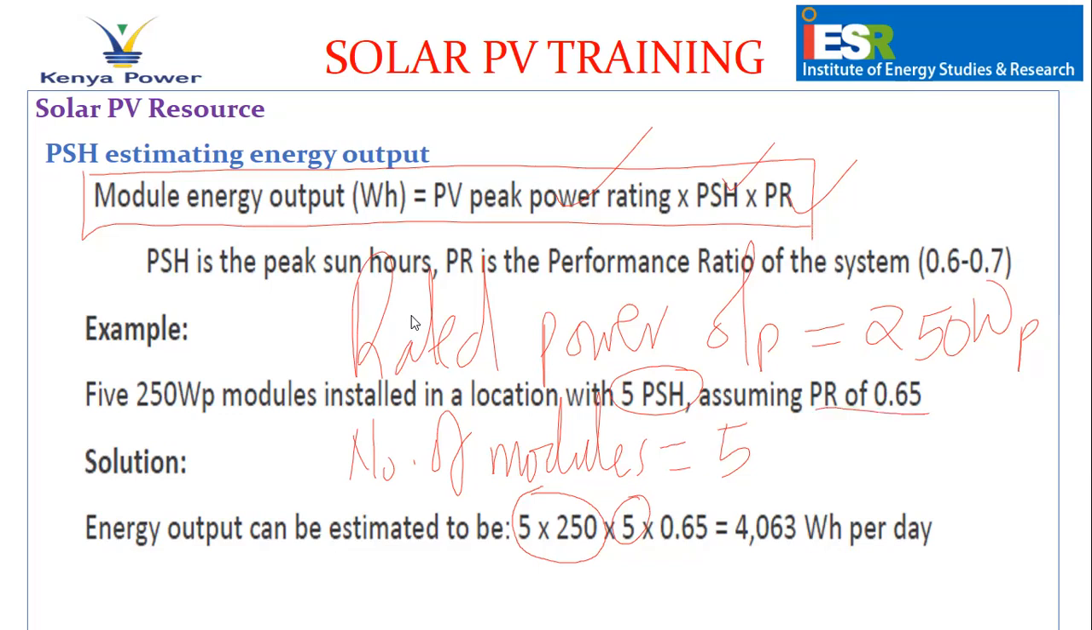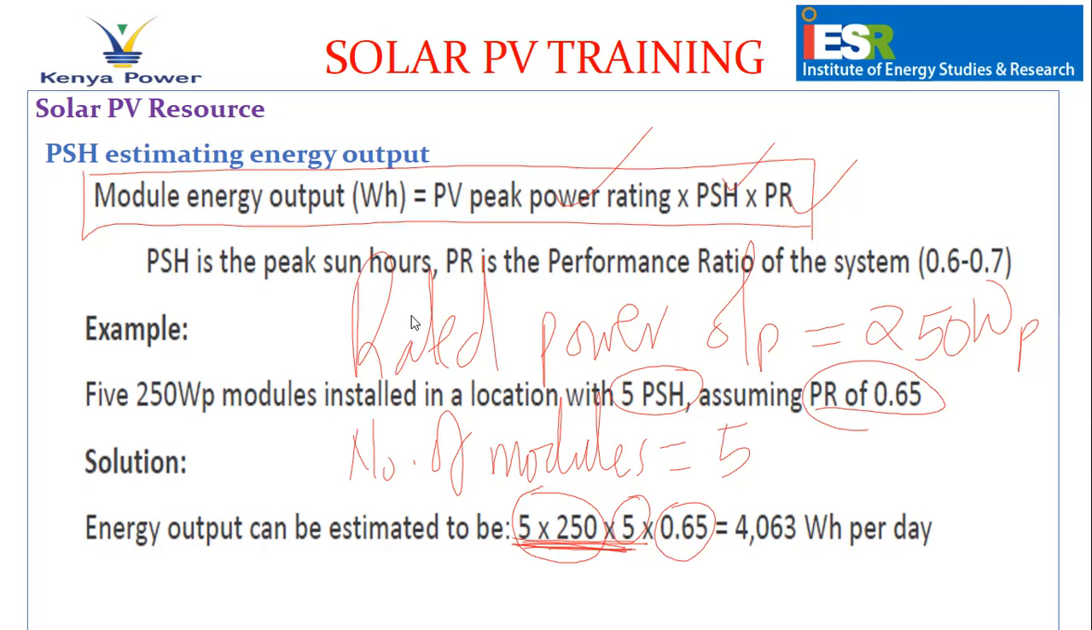And the performance ratio or derating factor, in this case, we've been given 0.65. Meaning, out of the original power we would have worked with, when we multiply 5 by 250 by 5, we reduce it by 35% to now 65%. That is now why we're using 0.65.